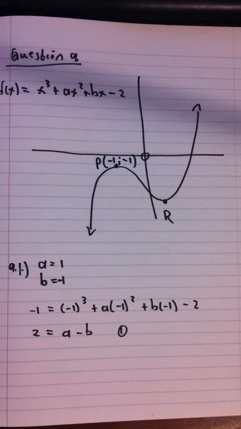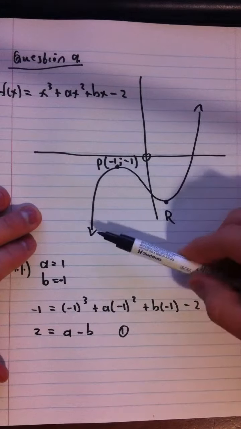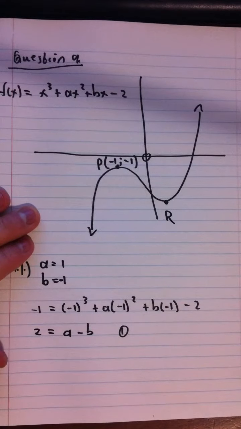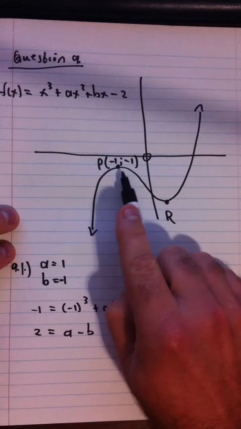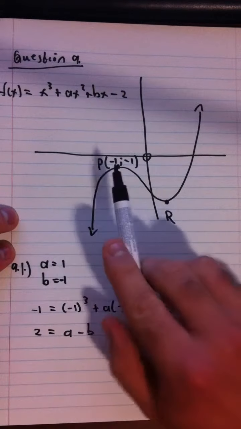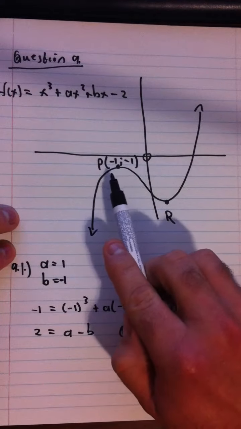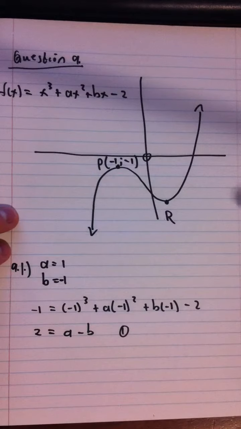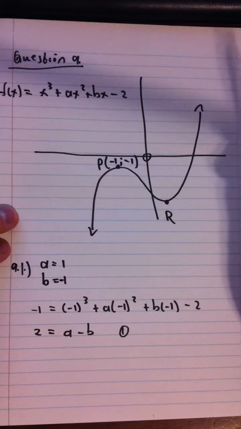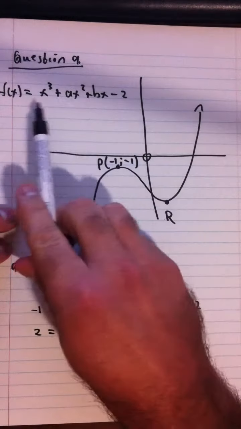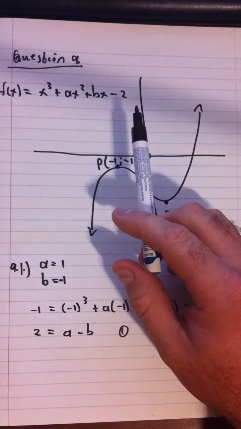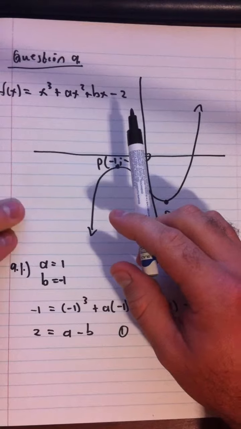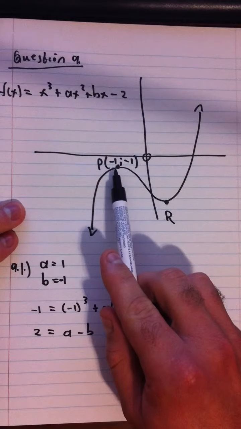Now, another equation would be if we had another point on this curve, we could substitute that in, but we don't have another point on the curve. But we do know that P here, that's a turning point. What do we know about turning points? We know that the gradient at that point is 0. And how do we find the gradient of a curve or any line? We use differentiation. So if we find the derivative of this curve and put it equal to 0, the answer to that when we factorize it or solve for it will be x equals negative 1.